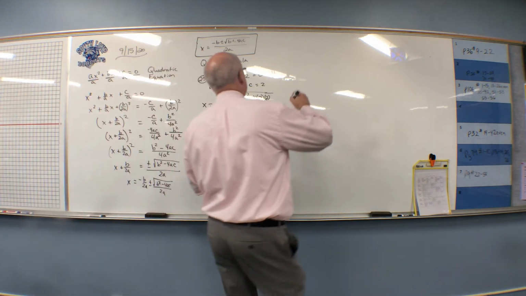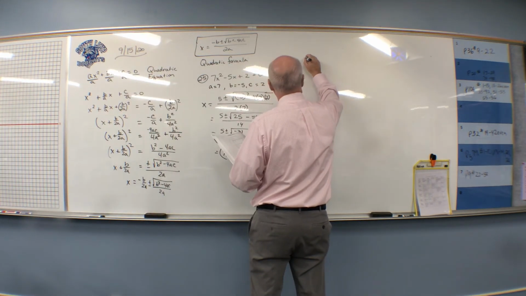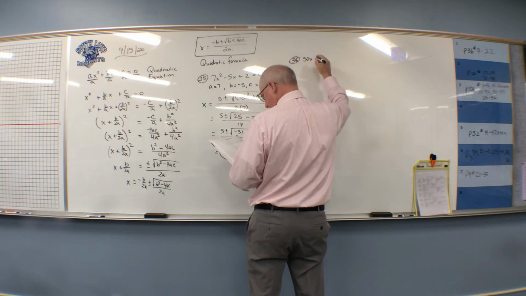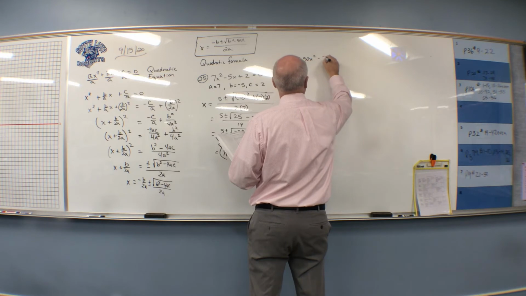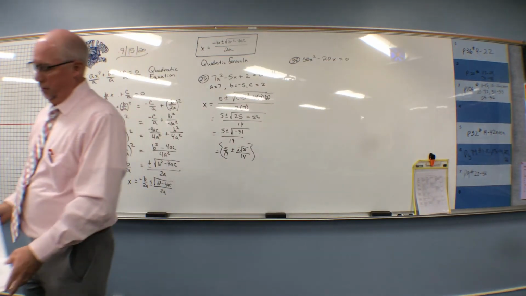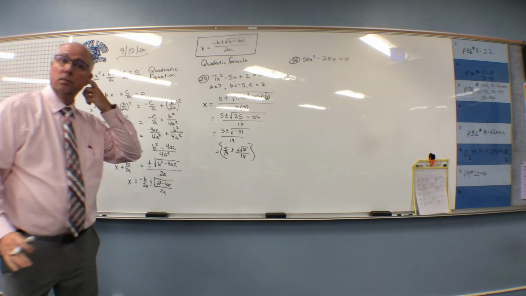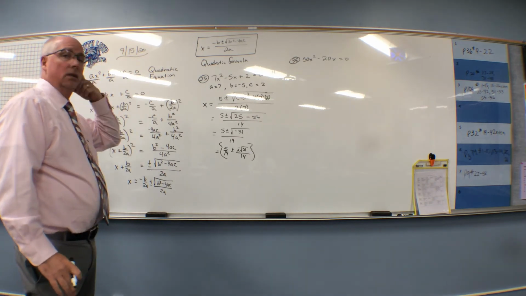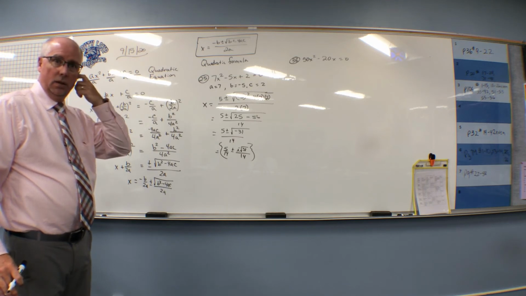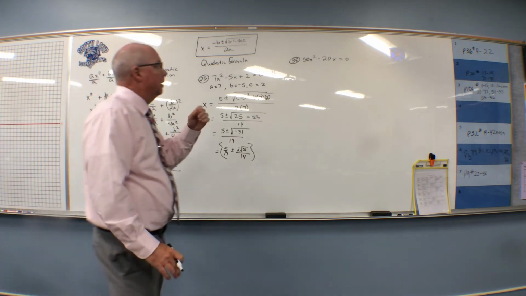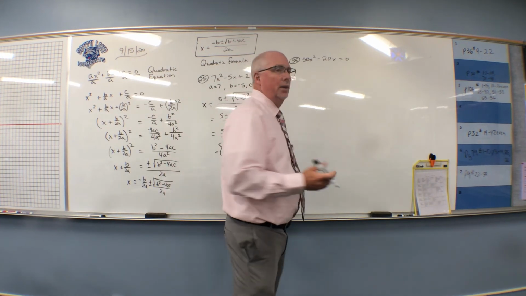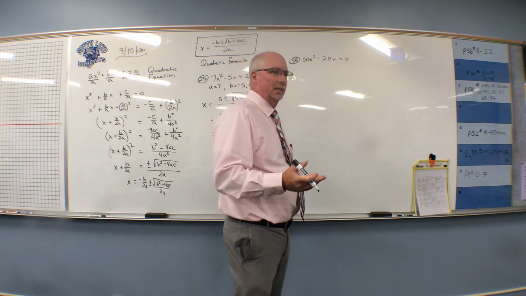What happens when you get something like this? This is number 38. Can you use the quadratic formula on that? You can. Is it the quickest way? Not necessarily, no, because you could just factor a 10x out, right? But I'm going to go ahead and use the quadratic formula just to show you that it's possible.